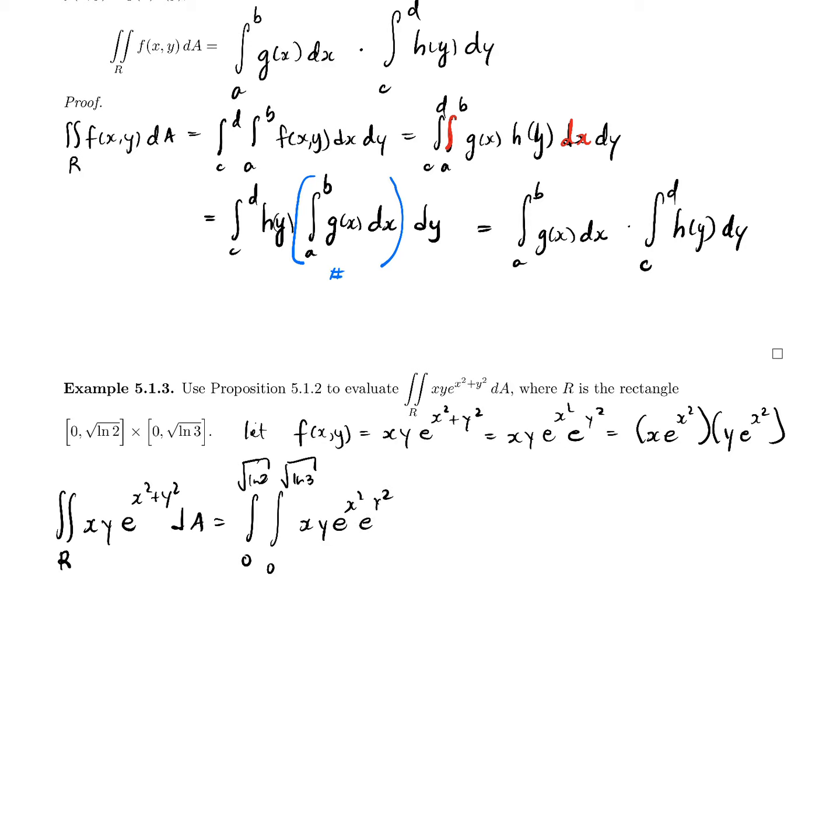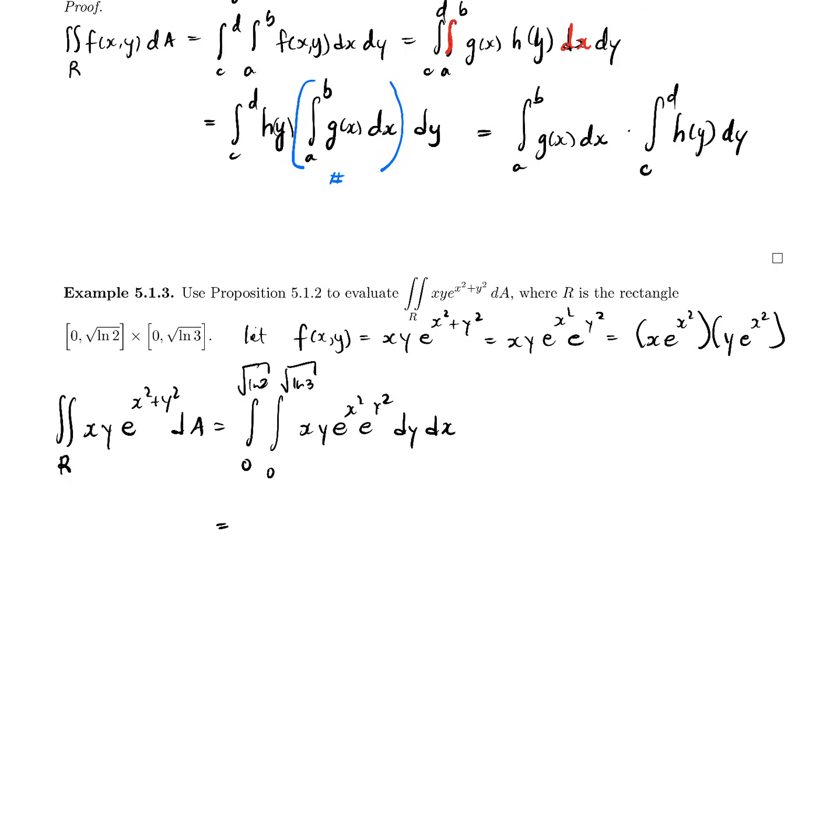Now I've got to get my order right. This inner integral was dy. The outer integral was dx. In fact, if I'm using proposition 5.1.2, and I've already shown that it factors, I could jump directly to the product. So I can write this as the integral from 0 to the root of ln 2, that was my x interval, of x e to the x squared dx times the integral from 0 to the root of ln 3 of y e to the y squared dy.